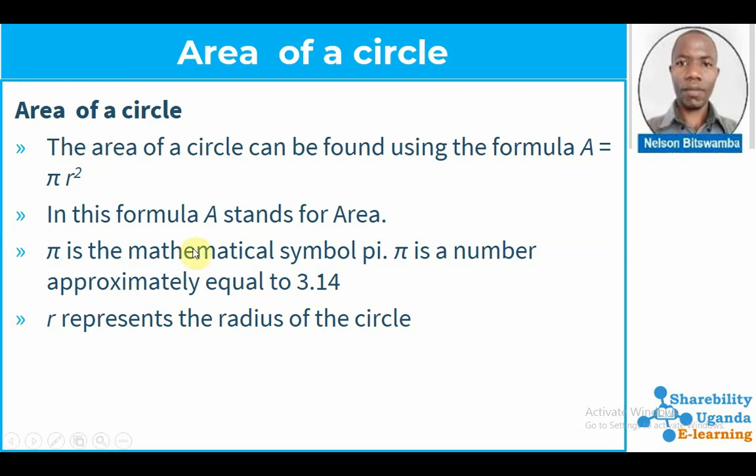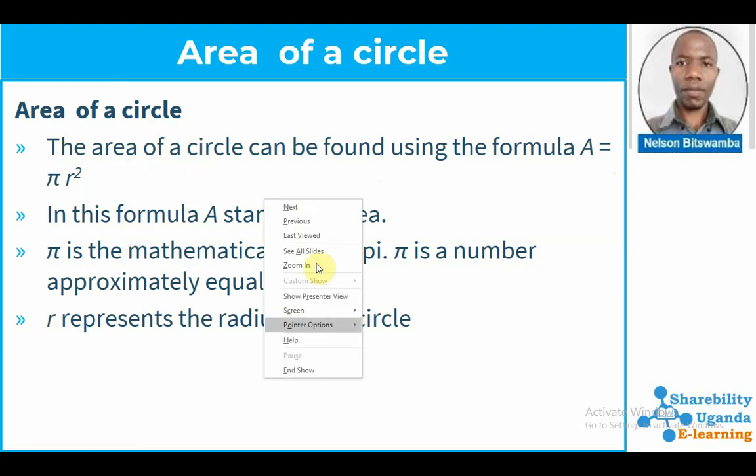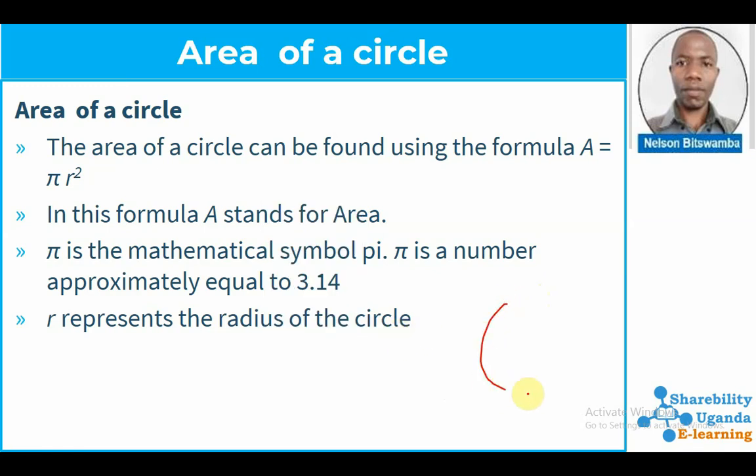For us to be able to find the area of a circle, we need knowledge about the circle. The area of a circle can be found using a formula. When they talk about the area of a circle, they mean the space occupied within that shape. For example, if you are given this circle and told to find its area, they simply want you to find the space within the circle.